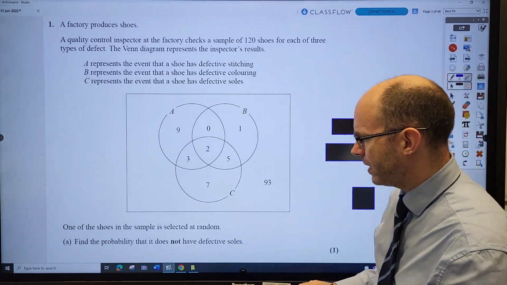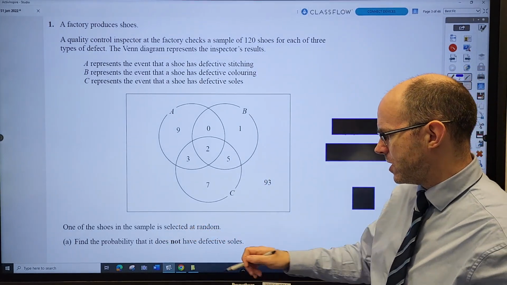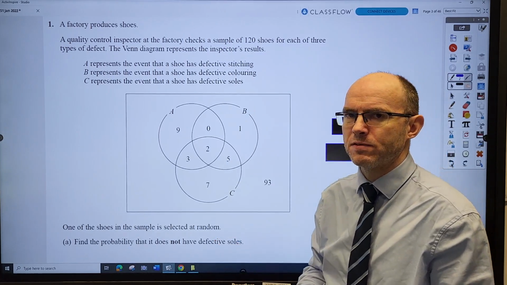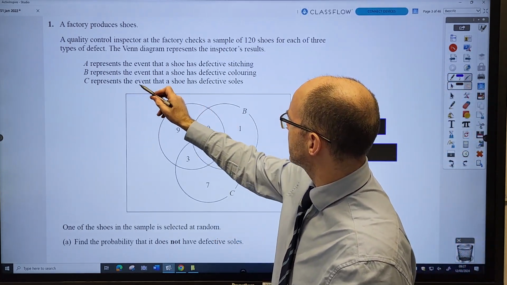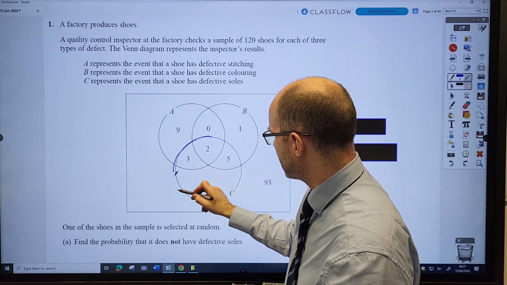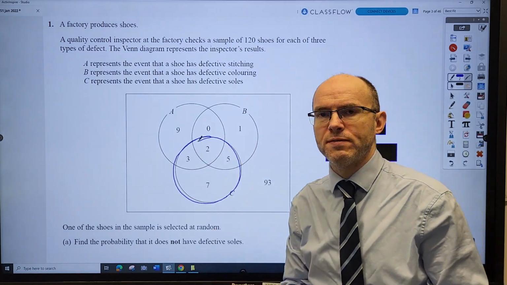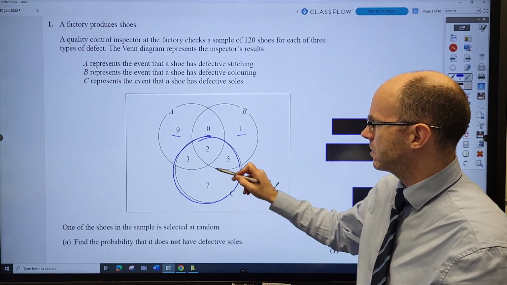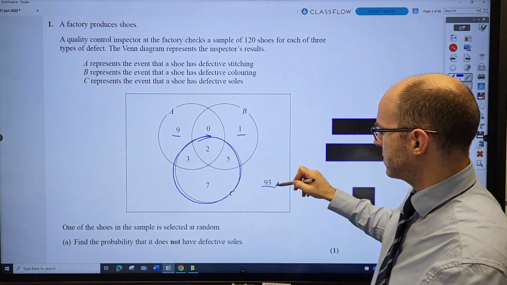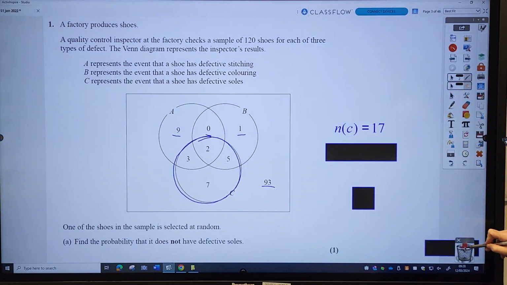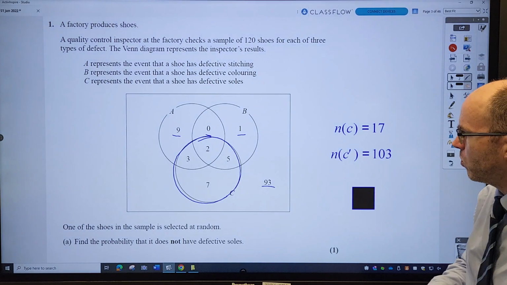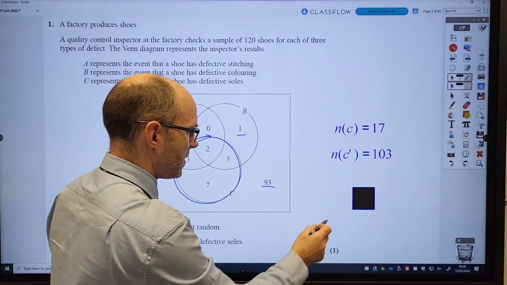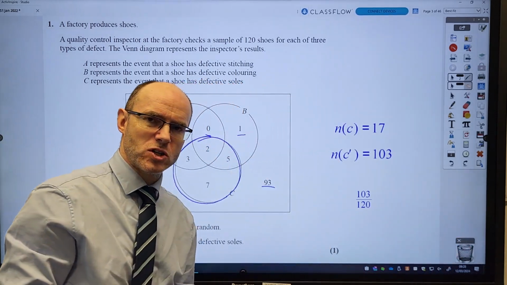Okay. One of the shoes is selected at random, find the probability it does not have defective soles. So what's that? Defective soles is C, so that's those, isn't it? So does not have defective soles must be that one plus that one plus that one plus that one. 9 plus 0 plus 1 plus 93. So that means you've got 103. So 103 out of 120 is your answer.